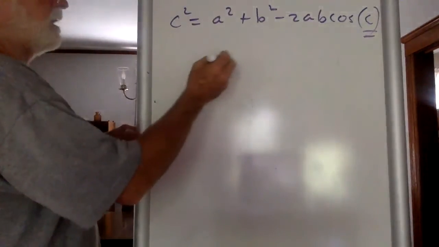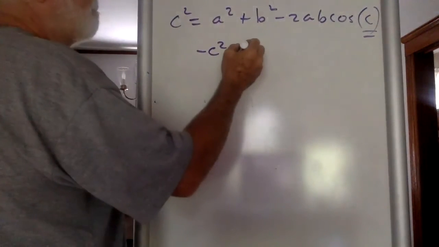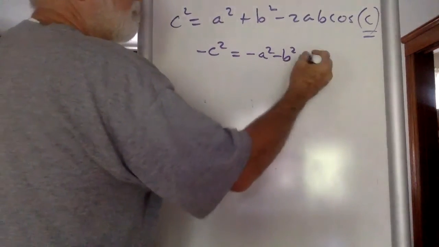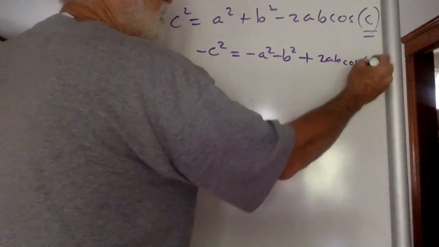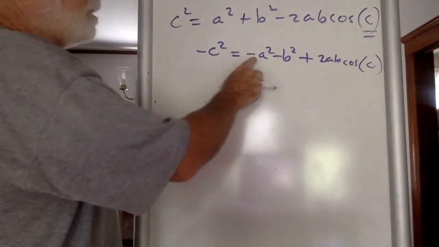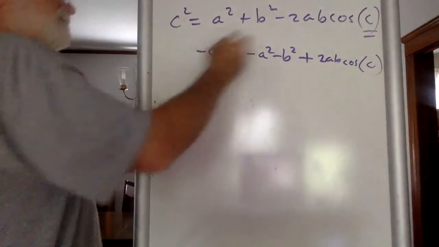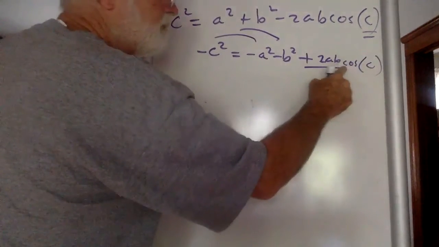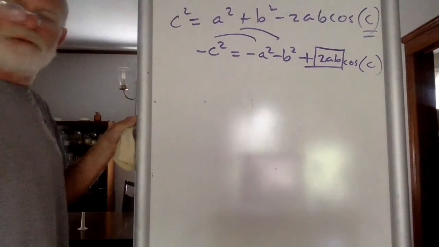So let's make this minus c squared equals minus a squared minus b squared plus 2ab cosine big C. Okay, that makes life a lot easier for us because now subtraction of a squared minus b squared, I'm going to just do this here. I'll do it on this line of work. I'm going to add this to the other side, add this to the other side, and then I'm going to divide by the coefficient of that term.